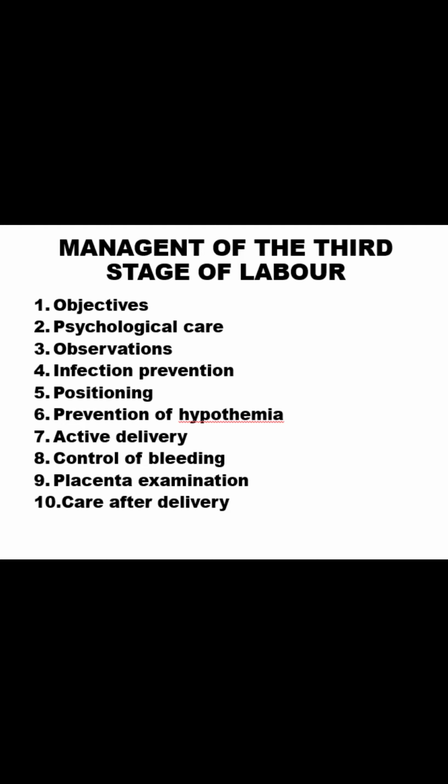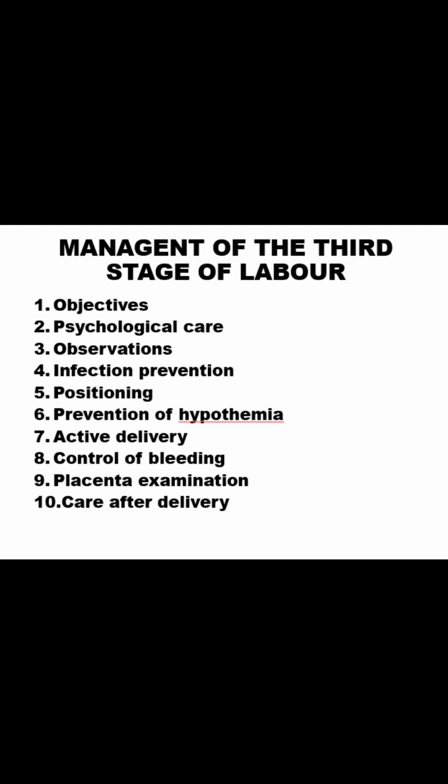Then I will place a sterile receiver under the vulva of the mother when she is in the dorsal position. This is to receive the blood that is coming out of the vagina. Okay, and to make sure that when the placenta comes out, it does not fall on the linen, it goes into the receiver.